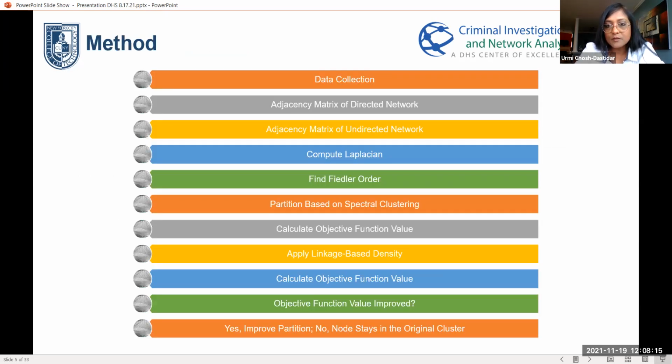So that's the process. First, data collection, build the adjacency matrix of the directed network. Then from there, we created an undirected network and built the adjacency matrix from that. Then we computed the Laplacian, we calculated the Fiedler order, and then we created a partition based on spectral clustering, calculated the objective function value, and applied the linkage-based density technique. Again, we calculate the objective function value. If the linkage-based density technique improves the value of the objective function, then we accept the move. If it does not, we leave it as it is.